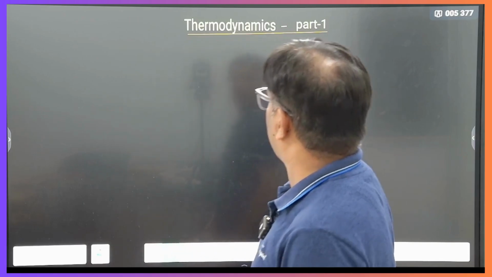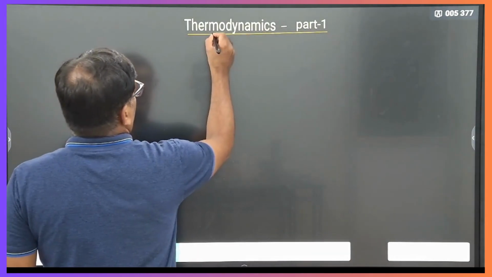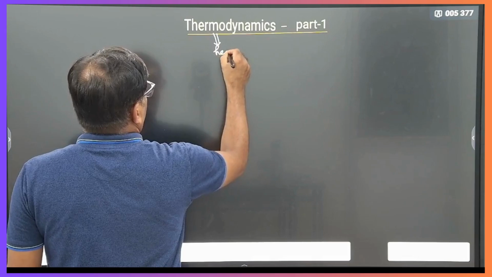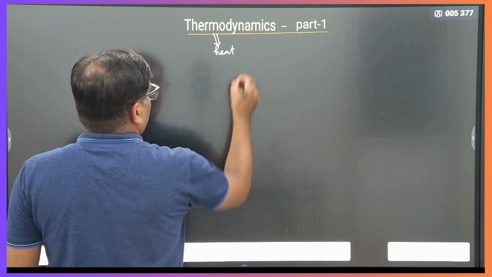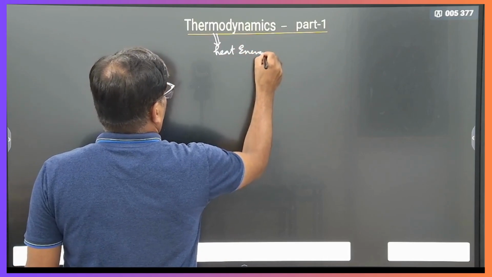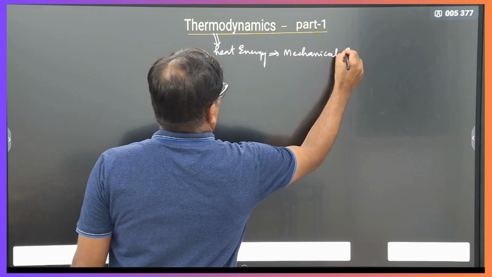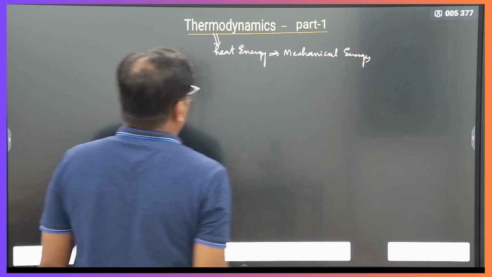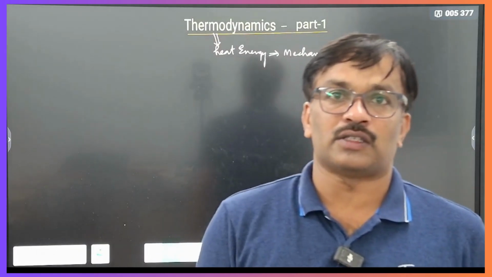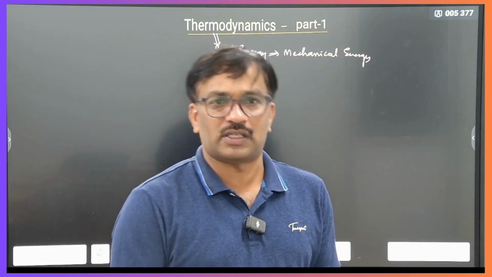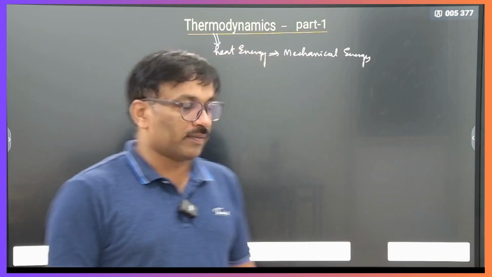So what does thermodynamics mean? Thermo means heat, and dynamics means mechanical energy. Therefore, heat energy is converted into mechanical energy. Clear? So thermodynamics means converting heat energy to mechanical energy. A lot of things, like ships, work based on thermodynamics only. Right?